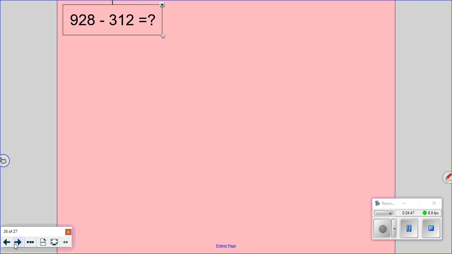Yep, the maximum black hole rate is 312. It's sucking 312 from the soul of 928. It's not going to eat the whole thing, because I know if it ate the whole thing, it would say 928 minus 928. Go ahead and start trying to figure that out. I will come around and see what we're doing.